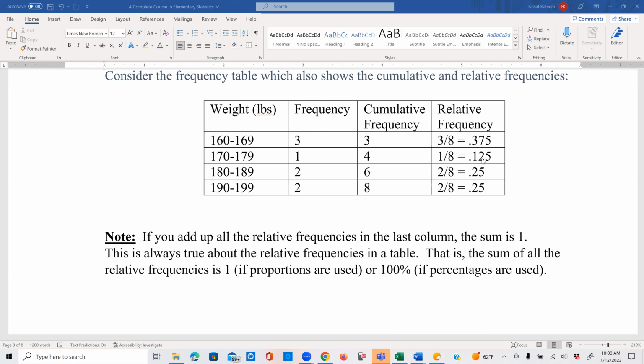Now, one interesting thing is that if we add up all these relative frequencies, they will add up to 1. And that's always going to be the case, that the sum of all the relative frequencies in a table will be equal to 1. And if we're using percentages, then that means 100%. 100% is the same thing as 1.